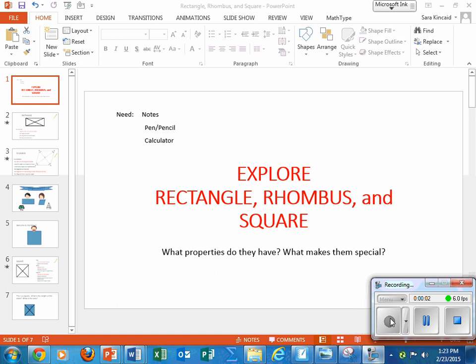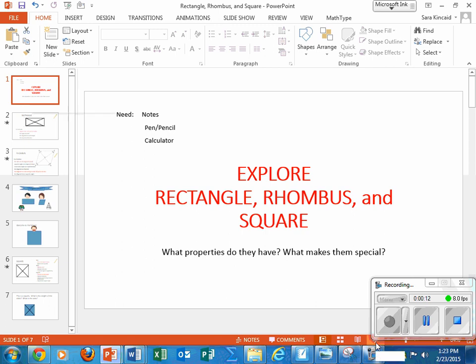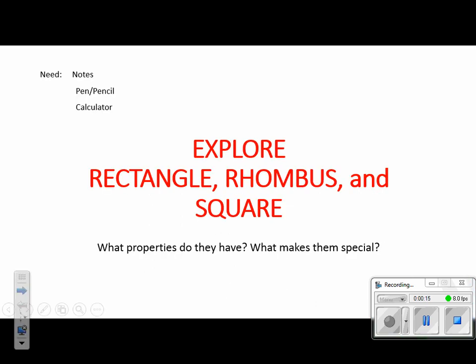Hello everybody, today we're going to take a look at three special quadrilaterals. In fact, they're three special parallelograms: rectangle, rhombus, and square. For this, you're going to need your notes again, and those little cutouts need to be taped in your notes on separate pages: rectangle, rhombus, and then square. And we're going to talk about the properties that each of those shapes have.